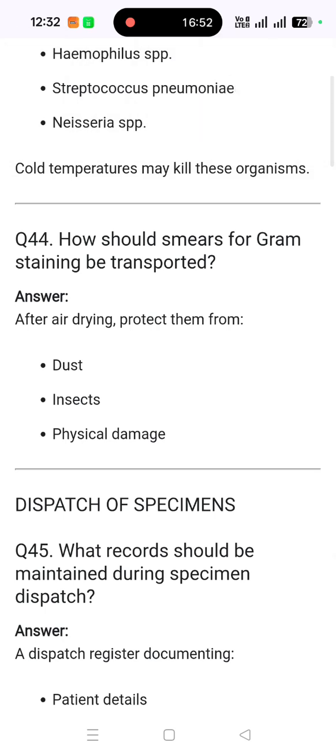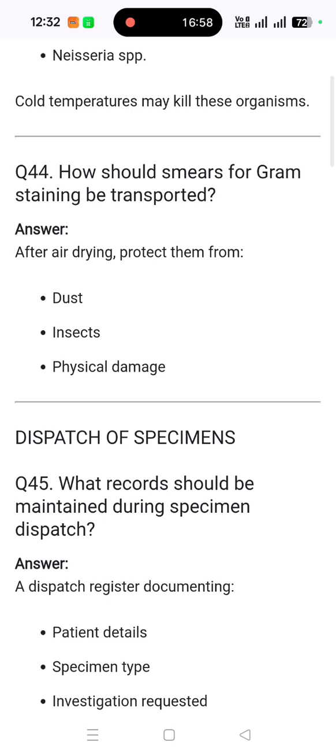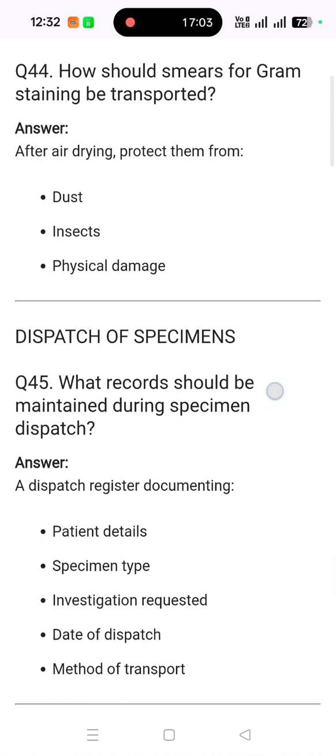How should smears for gram staining be transported? After air drying, protect them from dust, insects, and physical damage.